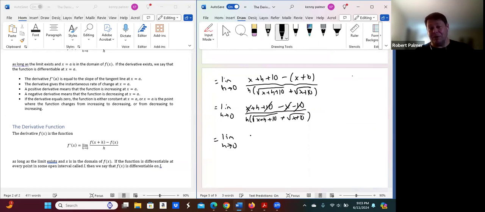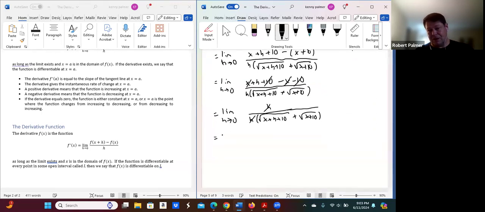So finish this limit up. And so then we just have an h left up top. Okay, then we have an h down here. Then we have all this other stuff. Same thing down here, x plus h plus 10 plus the square root of x plus 10. Okay, now if you notice what happens, I can actually cancel these h's out. And then I'm left with the limit as h goes to 0 of 1 over the square root of x plus h plus 10 plus the square root of x plus 10.